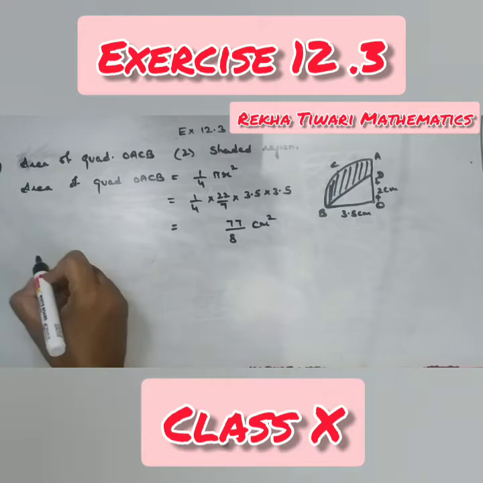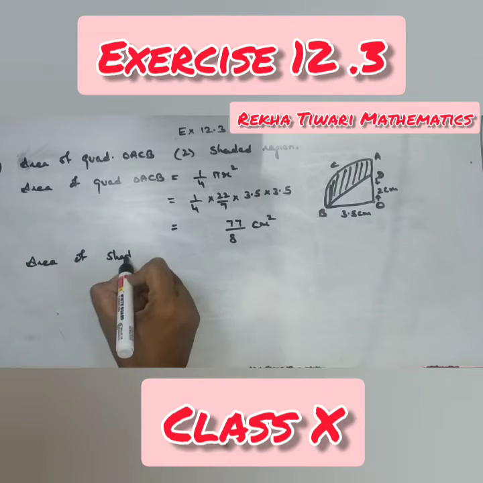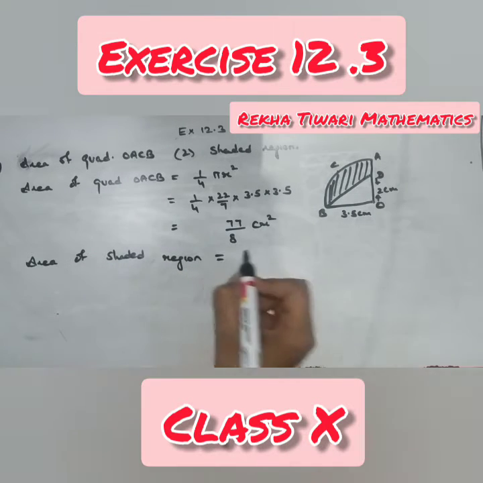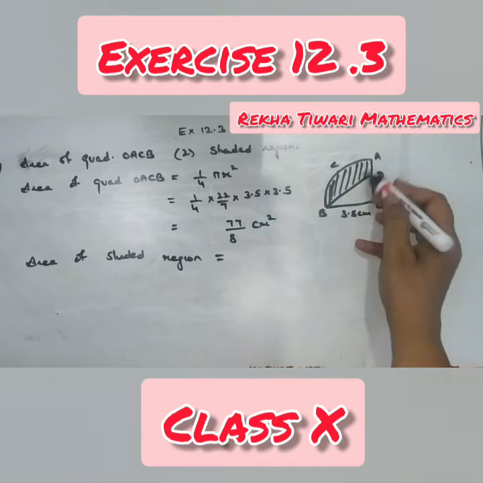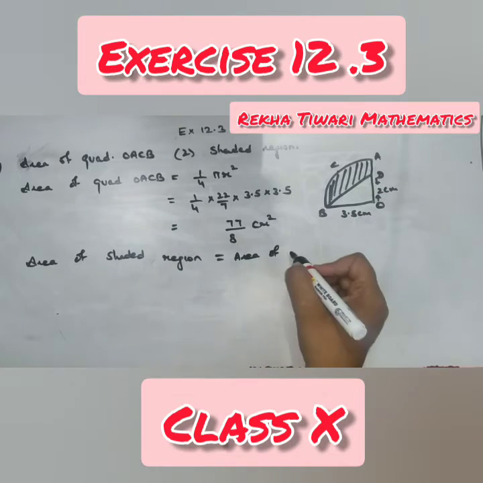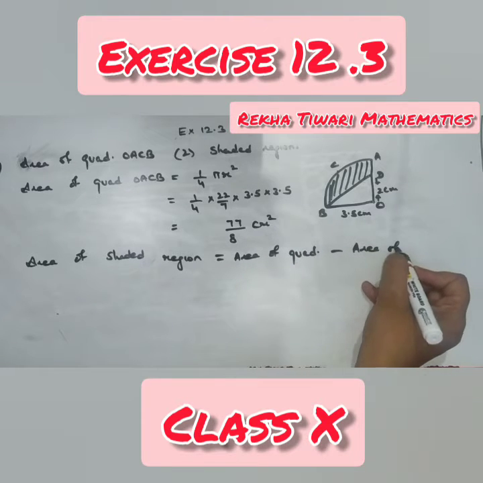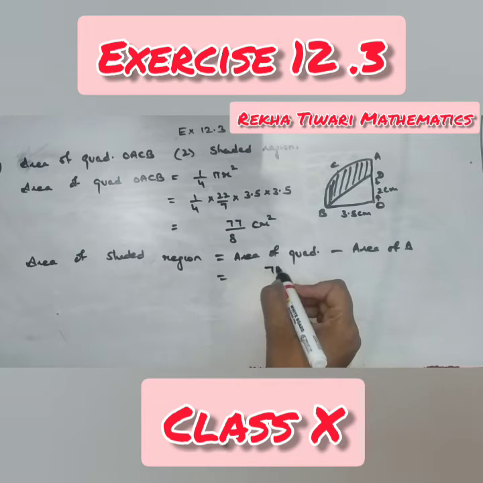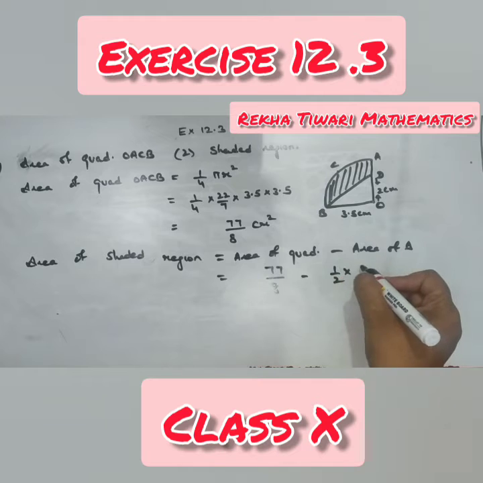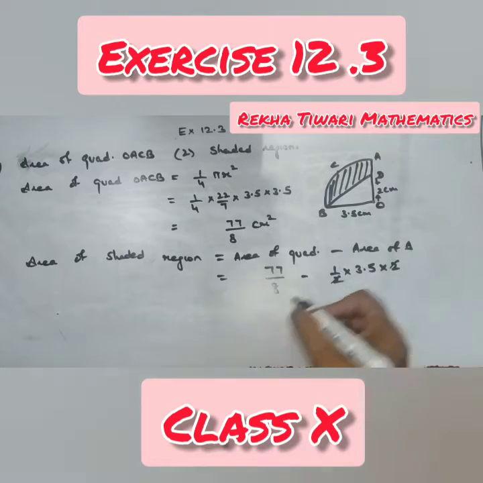Second, now you have to find out area of shaded region. How to get area of shaded region? Area of quadrant minus area of triangle. Area of quadrant minus area of triangle. Area of quadrant is 77 by 8, just now you have calculated. And area of triangle is half into base is 3.5 into height is 2. Cancel these two.